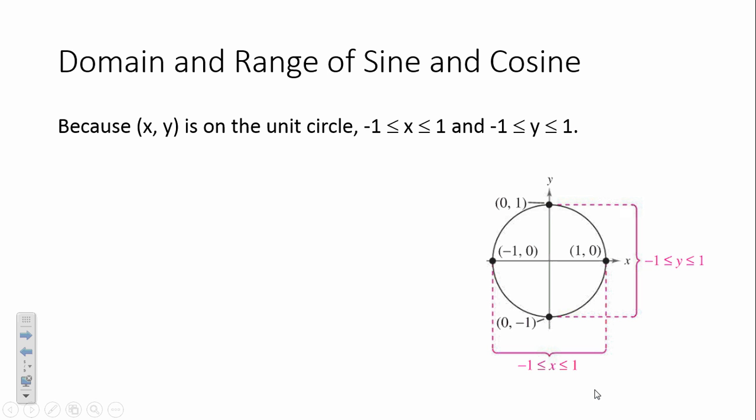Okay? Because xy is on the unit circle, and x is going between -1 and 1, and y is going between -1 and 1, then our domain is the interval of -1 to 1, and our range is the interval of -1 to 1. Can it be -1 and 1? Yes. So in interval notation, we like to use a square bracket when it can be equal to. So [-1, 1] for our domain, and [-1, 1] for our range. Okay?